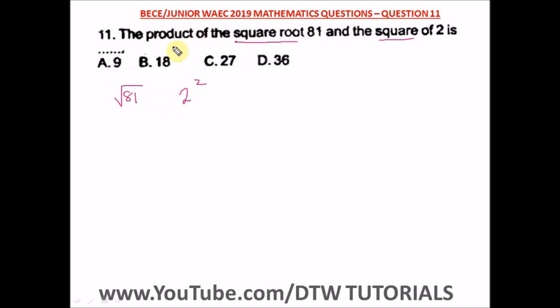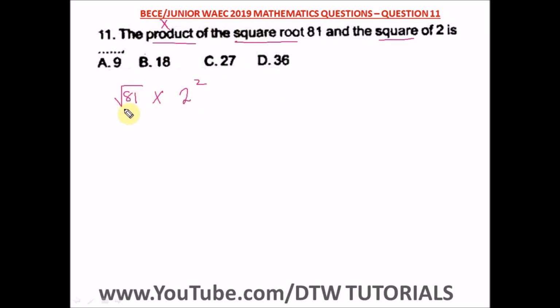So the product means what? Multiplication. You can see there are 3 terms here. You need to know what it means. The product, multiplication of the square root, this is the square root, and the square of 2. So this is the square of 2. So we're to multiply the product of this and this.